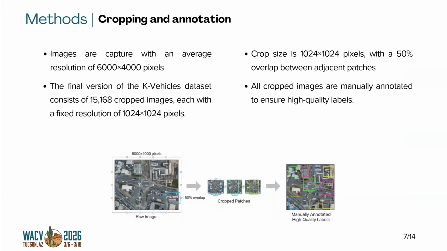Next, the captured images were processed through a cropping stage. Original images, with an average resolution of 6,000 by 4,000 pixels, were divided into patches of 124 by 124 pixels, using a 50% overlap. All cropped images were then manually annotated, resulting in a final dataset of 15,168 high-quality labeled samples.